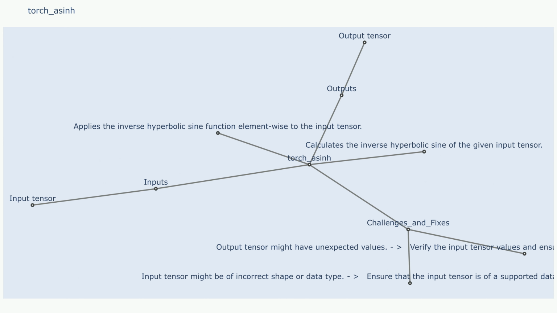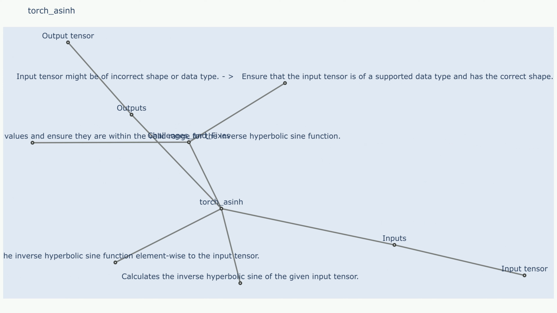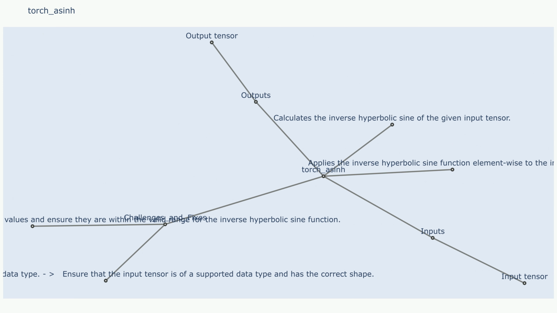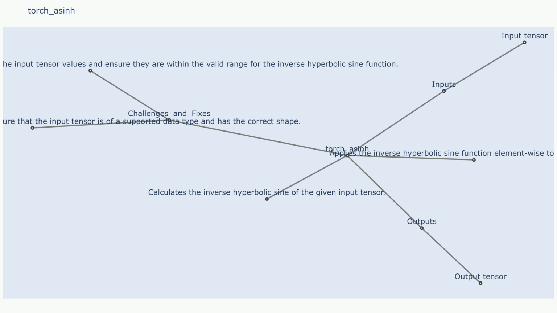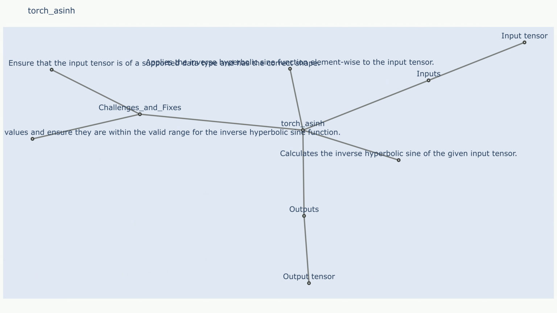double tensor. Challenge 2: input tensor contains NaN or infinity values. Sample use case that resulted in challenge 2: a user attempts to compute the inverse hyperbolic sine of a tensor that contains NaN or infinity values. Fixes to challenge 2: handle NaN and infinity values appropriately, either by replacing them with valid values or by masking them out.